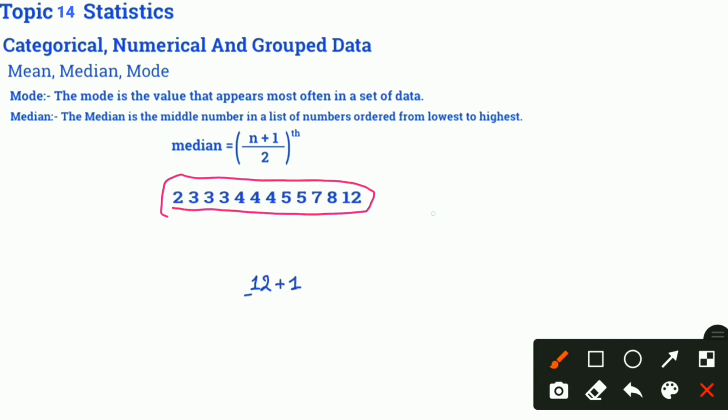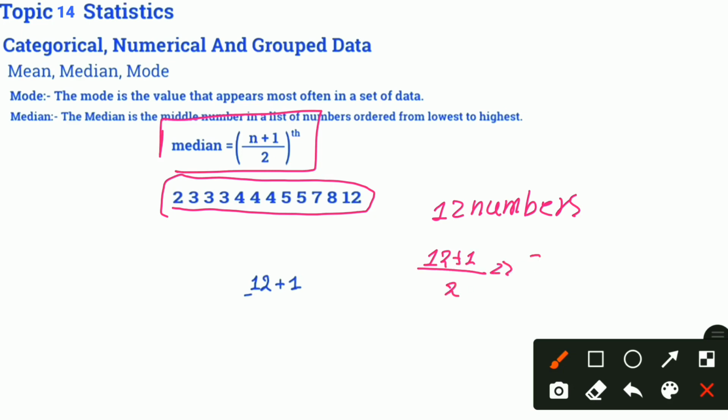There are a total of 12 numbers, and we need to find the median in this list of numbers ordered in ascending order. Okay, so there are 12 total numbers. Now we're going to use this beautiful formula: 12 plus 1 upon 2, and it's going to be 5.5, which means the number would be between these positions.